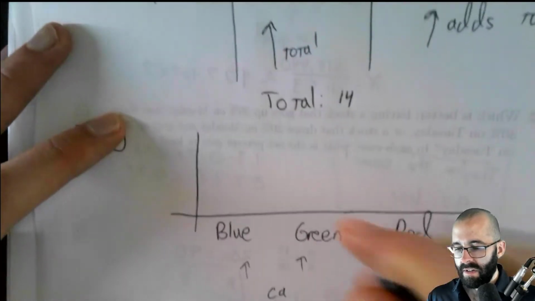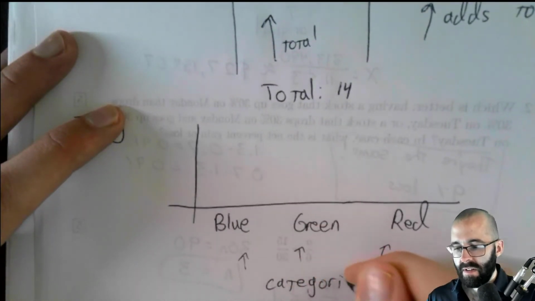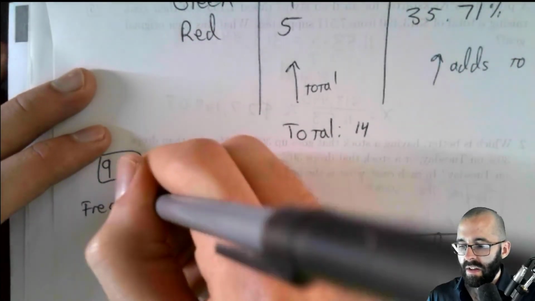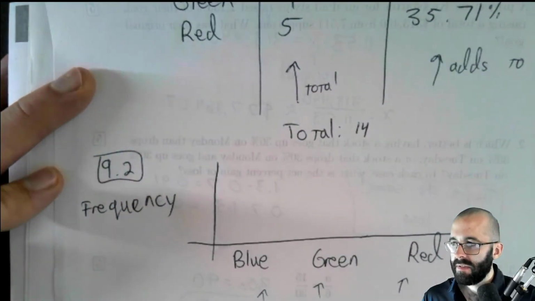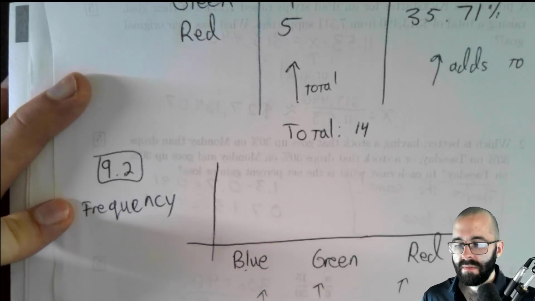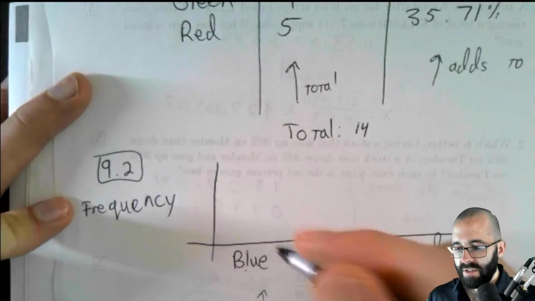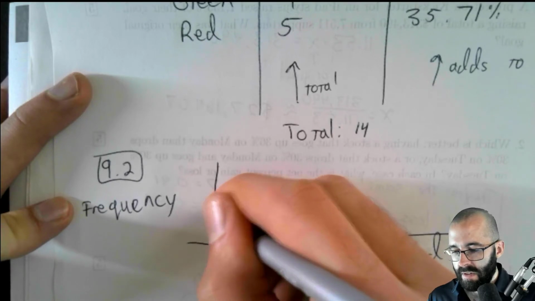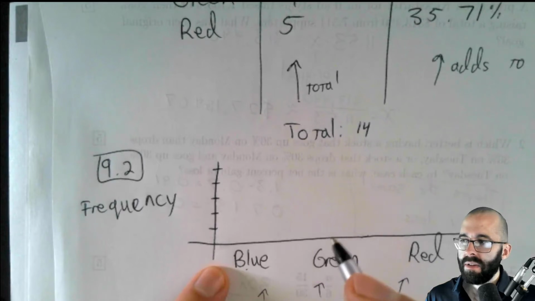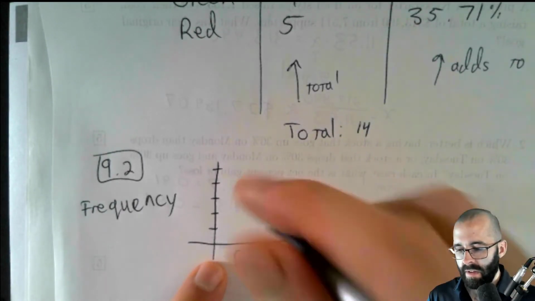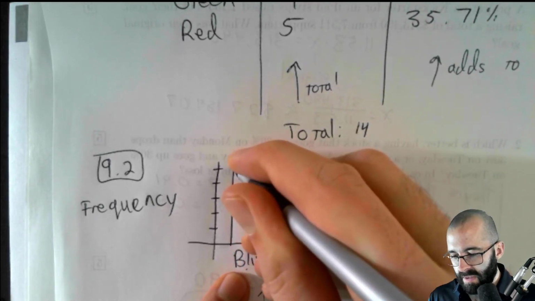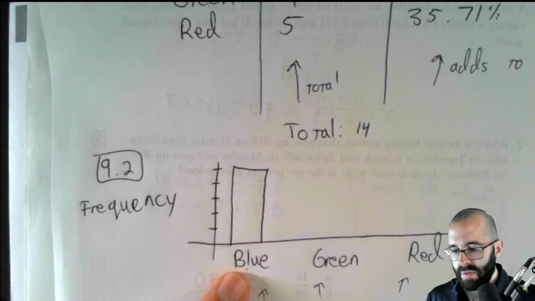All right, these are all the categories. And the vertical axis is always going to be the frequencies. Categories, frequencies. These will change. This is always going to be frequency. So blue is 5. Let's make sure we go up to 5. 1, 2, 3, 4, 5. You don't have to use graphing paper. It makes it look nicer, but you don't have to. And then blue is 5, so we're going to draw a little bar up to 5 for blue.